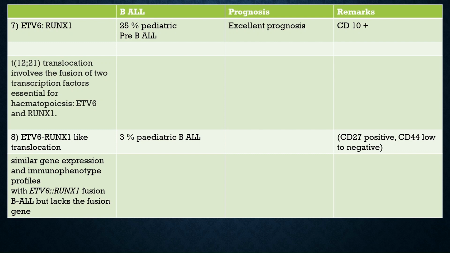Eighth is ETV6-RUNX1-like translocation. It has a similar gene expression and immunophenotype profile with ETV6-RUNX1 fusion BALL but lacks the fusion gene. It is seen in 3% of pediatric BALL. In immunophenotype, there is a CD27 positivity and CD44 low or negative.